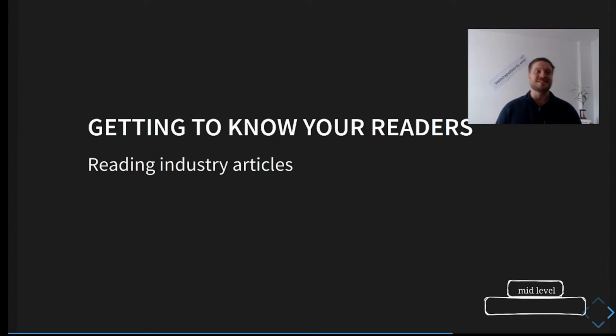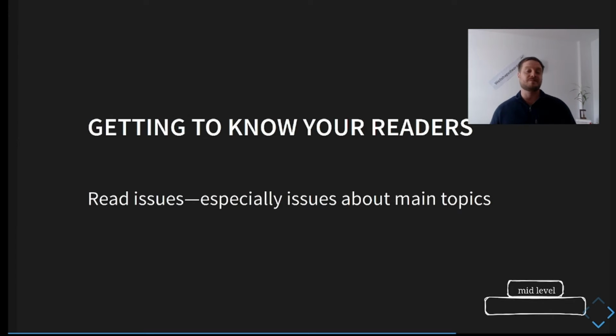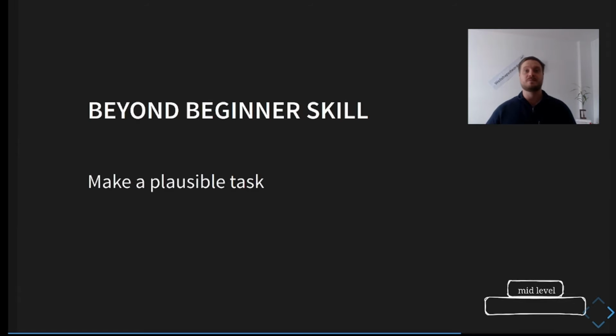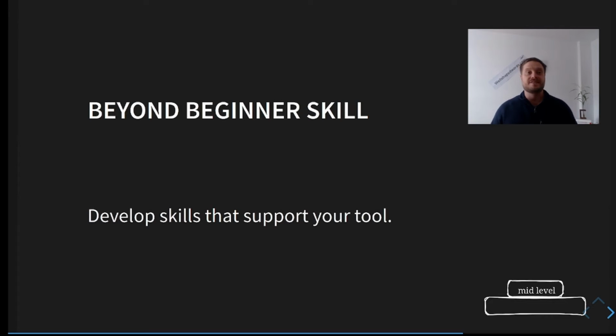So you can start to read industry articles about what they're doing. However people are doing something, they're probably frustrated. They'll express the frustration in writing somehow. So start to read issues. It's really important to know how readers struggle, which also leads very well into a good way to start practicing beyond beginner skills. So you can maybe test examples and try to reproduce the issues, see how far you can go. You could also start building some toy implementations and learning how things fit together in the wider info ecosystem or technological ecosystem of their world.